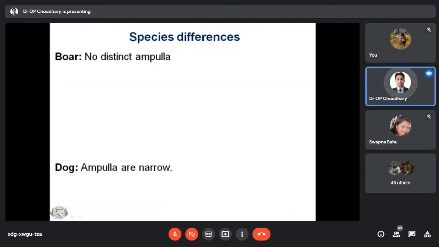Then in case of the boar, there is no distinct ampulla. Means you cannot differentiate it. It looks like a similar diameter up to the opening. And in case of the dog, the ampullae are narrow as compared to the other species.